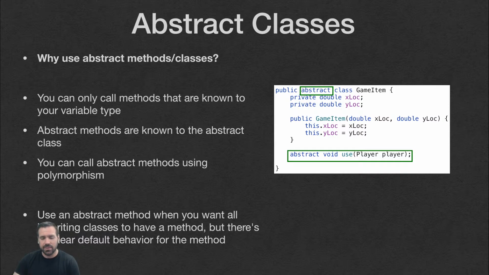But that would be the use case for abstract: you want the method to be known to exist to a wide audience, but you don't have a good default behavior for that method. So you just say, okay, the use method exists. Every game item can be used by a player, but instead of having print line item used as the default behavior, we're just going to give you no default behavior because every specific game item needs to define what it does on its own. We're going to make you implement that behavior when you write those classes.